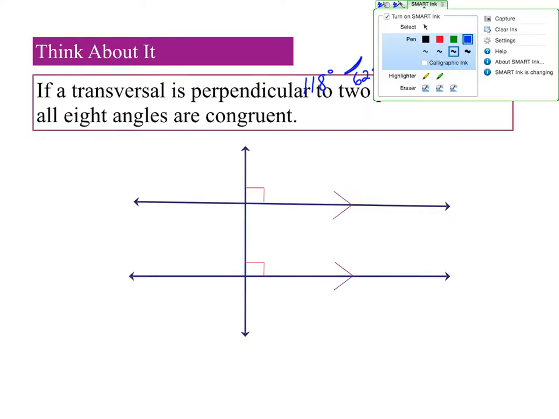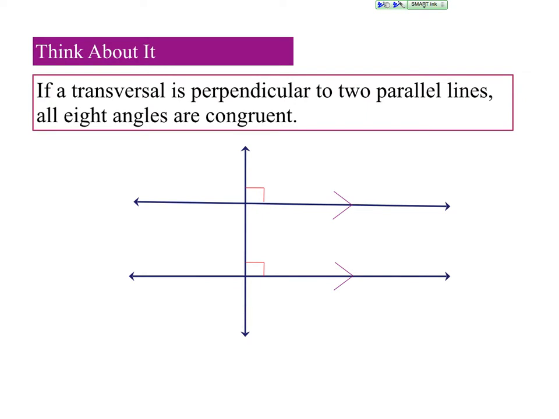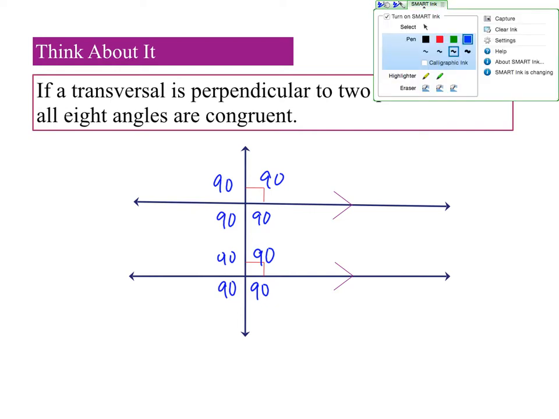Okay. If the transversal is perpendicular, you're going to create a lot of 90-degree angles. This one would be 90. Linear pair is 90, vertical is 90, linear pair is 90, corresponding angle, 90, 90, 90, 90. So on those, just be aware you have 8 right angles when it's perpendicular.